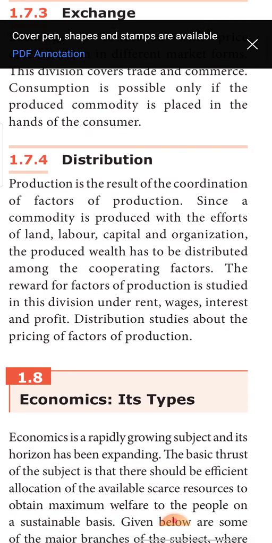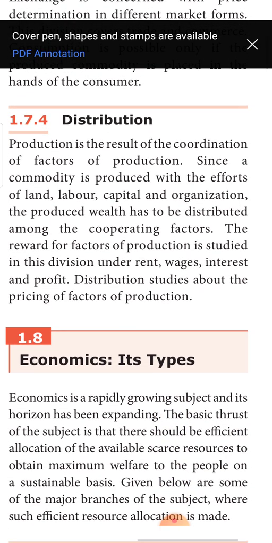Next, the last subdivision is distribution. If I ask you to say the meaning of distribution, what will you say? Giving away, or dividing something and giving it to people. You might say distribution of notebooks, distribution of money. You might use the word distribution in these aspects. But in economics, distribution means distributing the reward for the factors of production. What are factors of production? Land, labor, capital, organization.